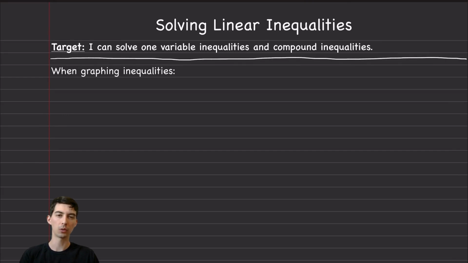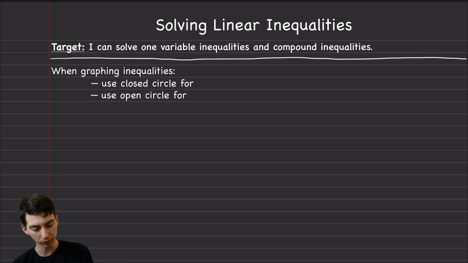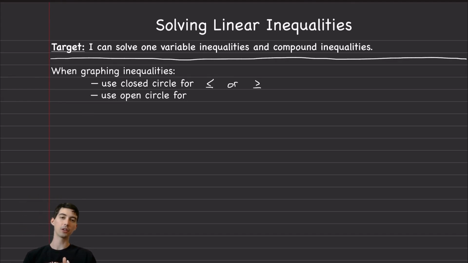We're going to graph some inequalities on a number line, so we're going to review how to do that. When graphing inequalities, we're going to use closed circles or open circles. We'll use a closed circle whenever we have a less than or equal to, or a greater than or equal to. If we have that line underneath it, we say that value is included, and we indicate that on the number line with the closed circle. We also could use a less than or greater than without the line underneath it. In those cases, we say that value is not included, and we indicate that on the number line with an open circle.